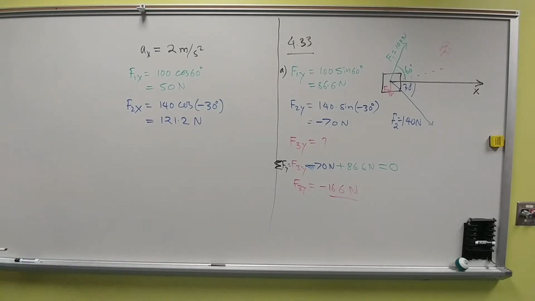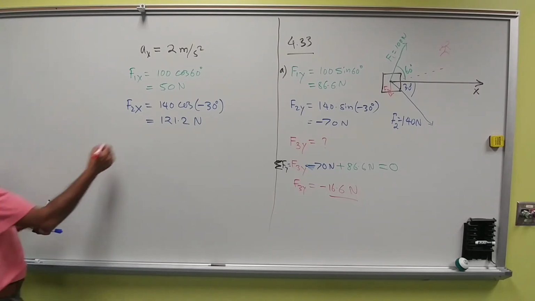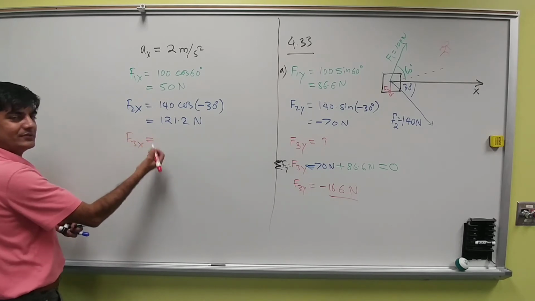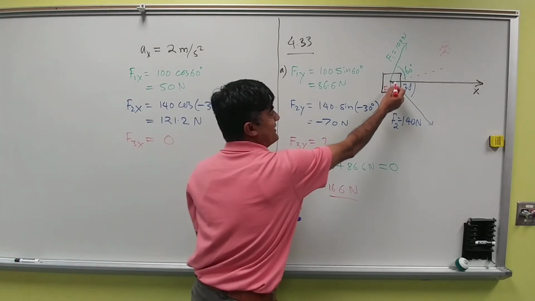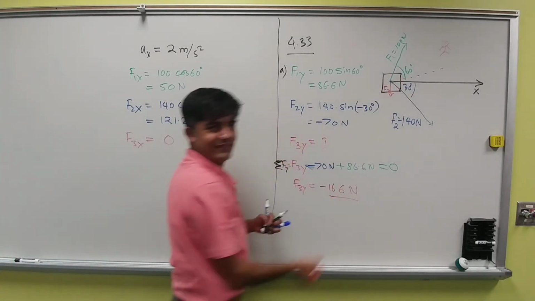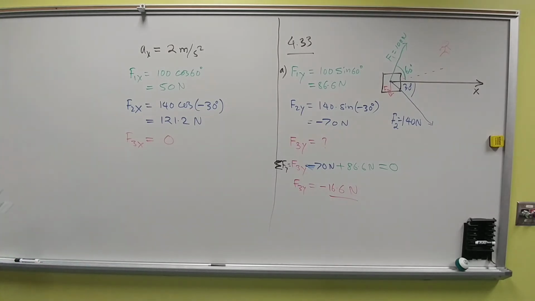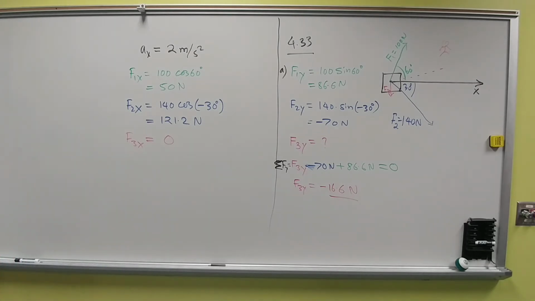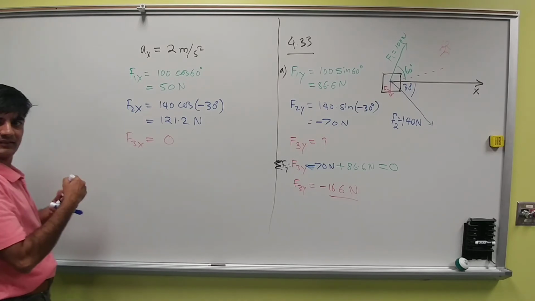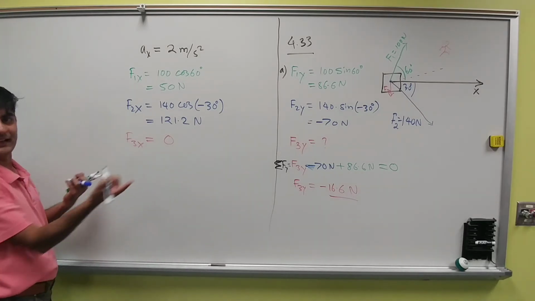Now what about F3x? F3x is going to be 0, which is cosine of 270, because F3 is at minus 90, right? Whether you do 270 or 90, cosine will be 0. So we don't have F3x in the total. F3y is already there. You don't need that.